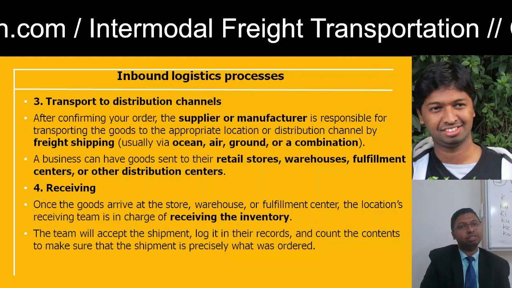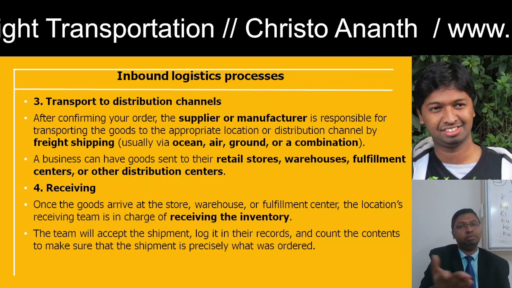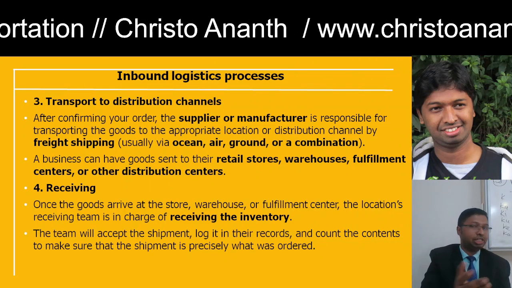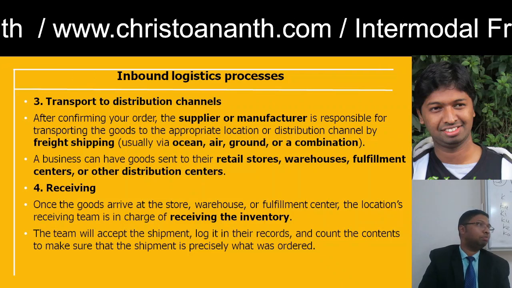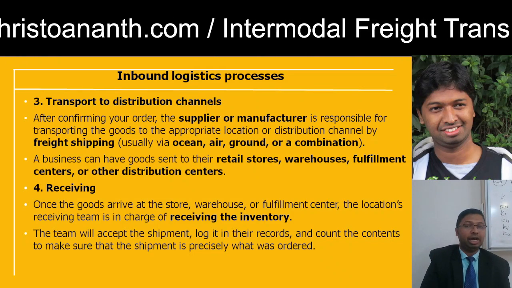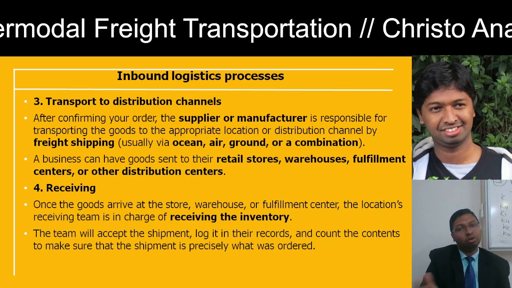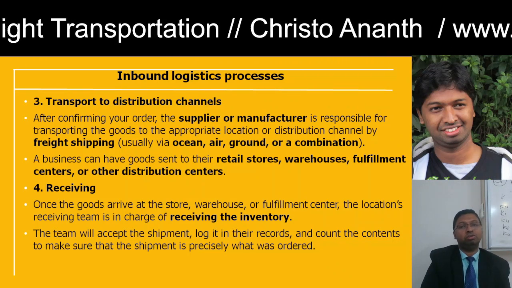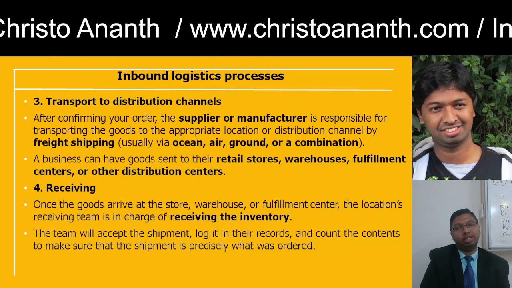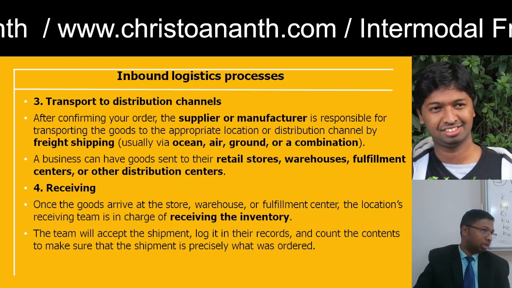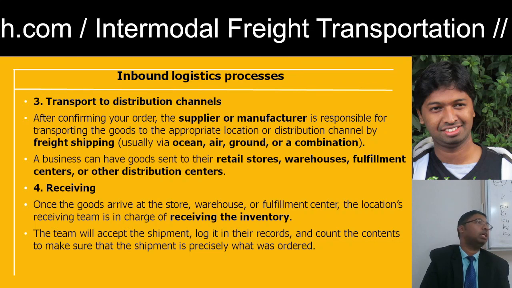Then the third step is transportation to the distribution channels. After the order is confirmed, the supplier or manufacturer can transfer the goods to the appropriate location or through the distribution channels by freight shipping. You can take air, ground, rail, ocean, or a combination. So businesses can have goods sent to retail stores, warehouses, fulfillment centers, or distribution centers if it involves a third party.